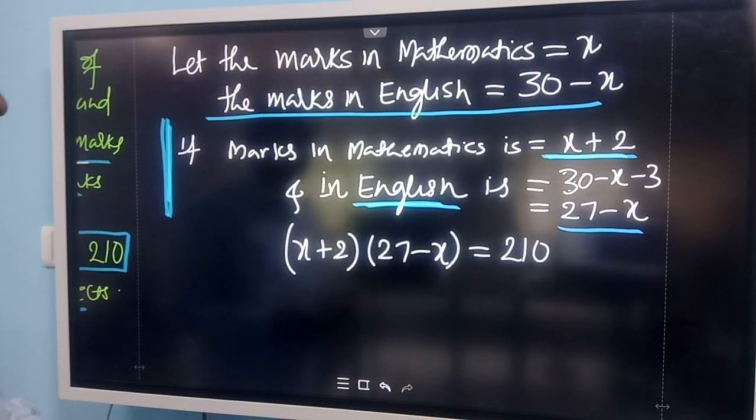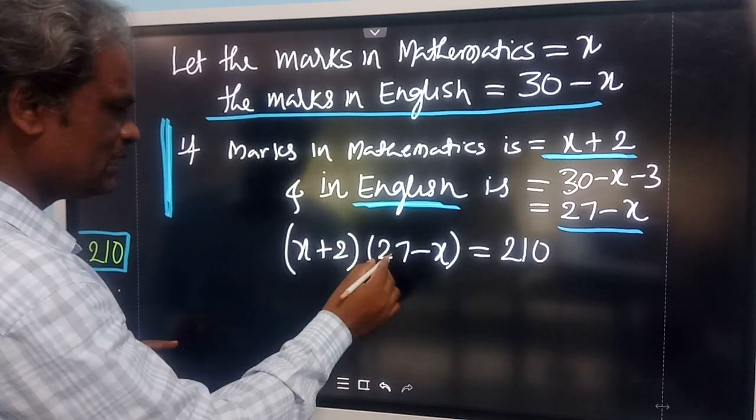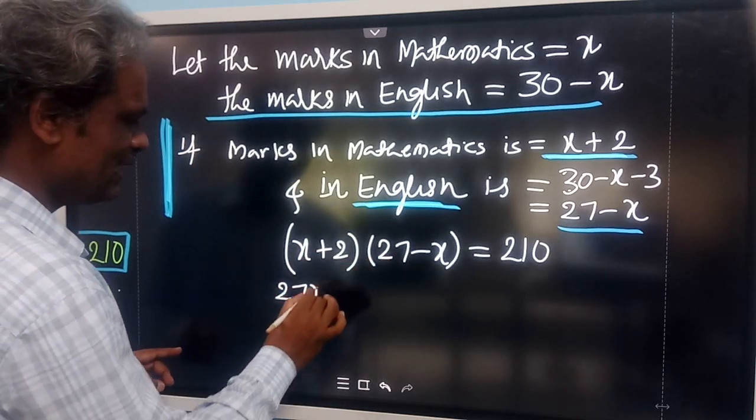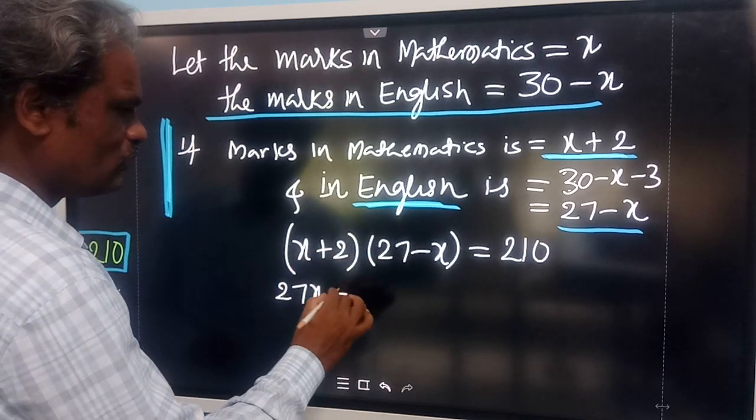So now multiply this one, 27 into x. It is 27x. 27 into 2.